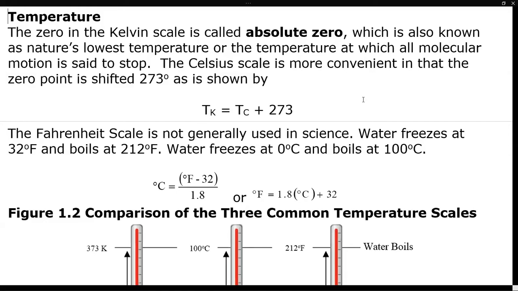Degrees Celsius equals the quantity of degrees Fahrenheit minus 32, divided by 1.8, or degrees Fahrenheit equals 1.8 times degrees Celsius plus 32. Personally, I like the Fahrenheit one because it looks more like the equation of a straight line, easier to remember. And these two equations are just really algebraic rearrangements of one another. And so that makes it an easy way to remember.